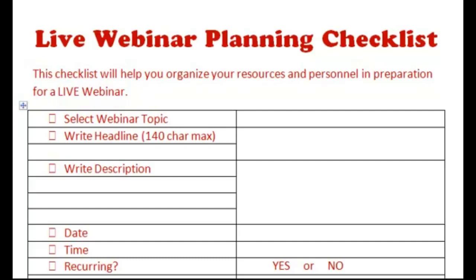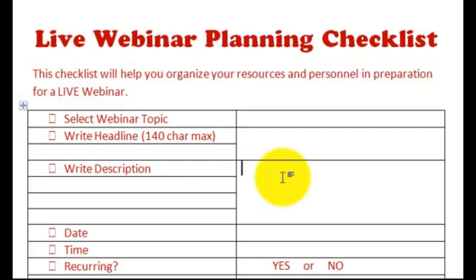So let's take a look and see what some of the stuff is that I want you to think about. Number one is to select the webinar topic. Pick the topic that you're going to be discussing in your webinar, and then write a headline. Make the headline snappy, hooky, something that is engaging, something that is benefits driven, and something that is really going to make somebody want to attend your webinar. Try to keep the headline less than 140 characters. That is about the same length as the maximum Twitter post, and that is a pretty good rule of thumb for writing a headline that you can work with.